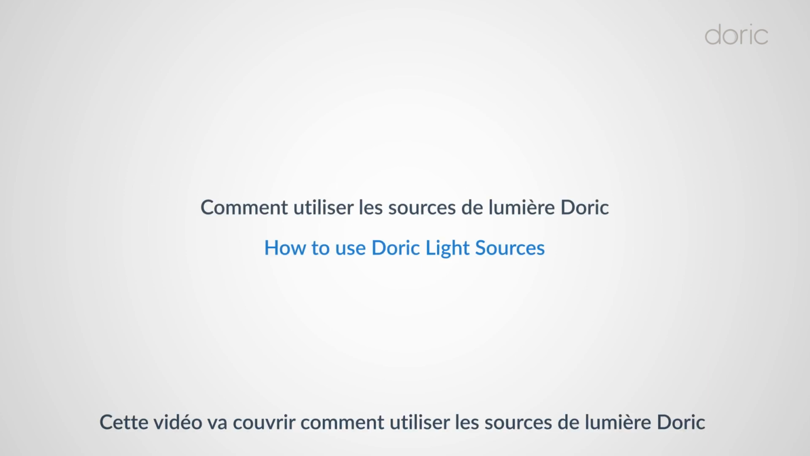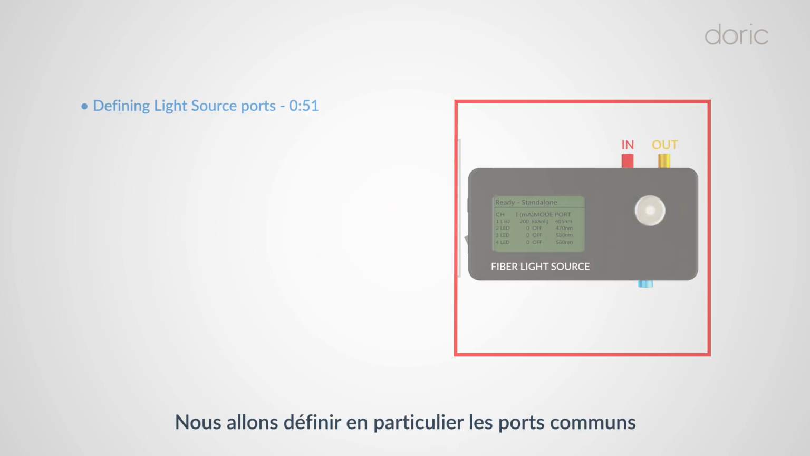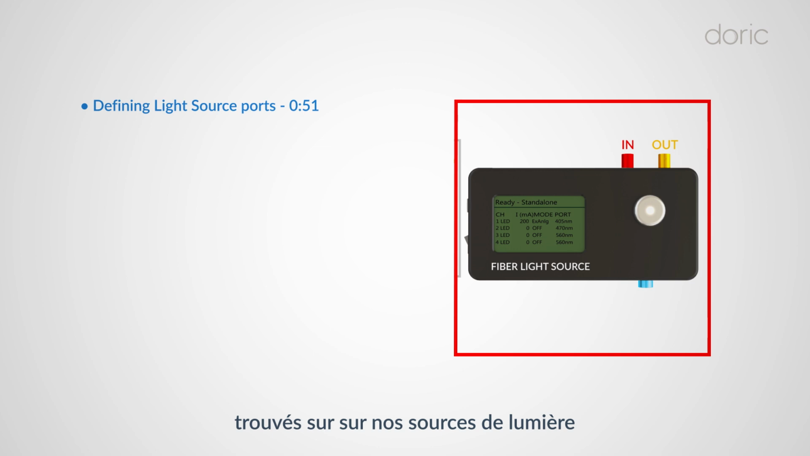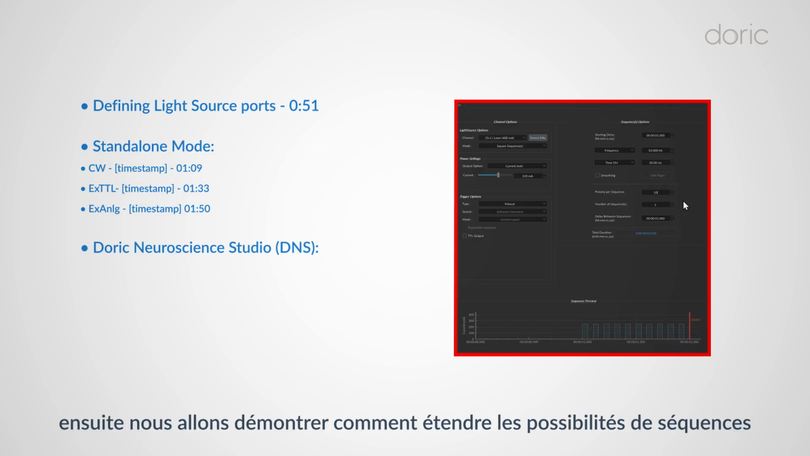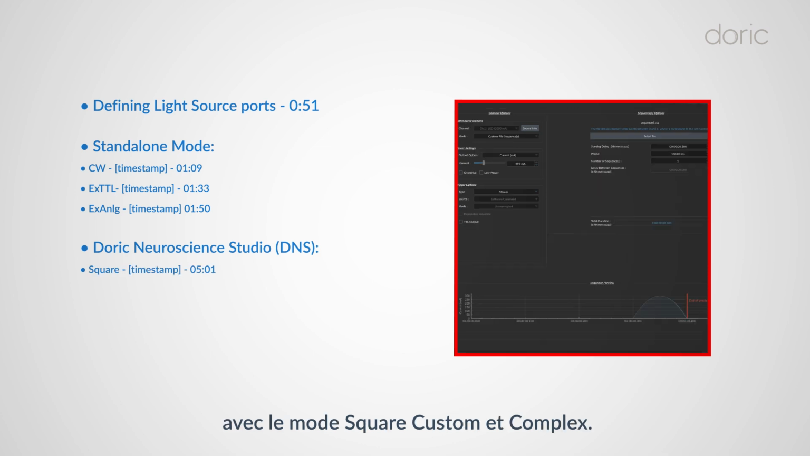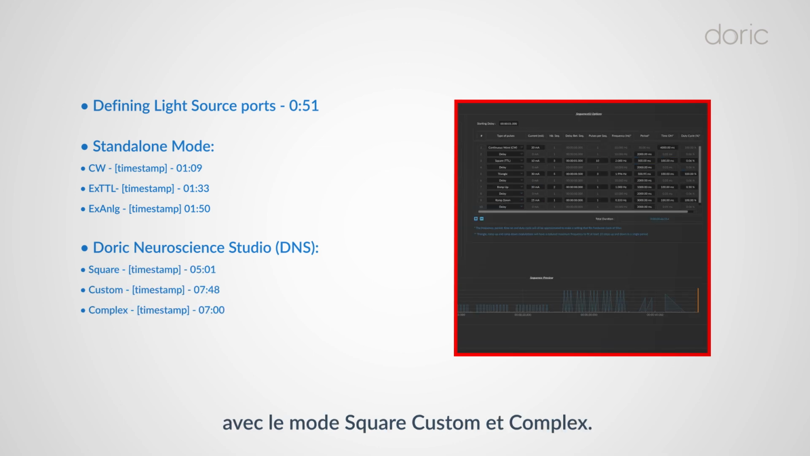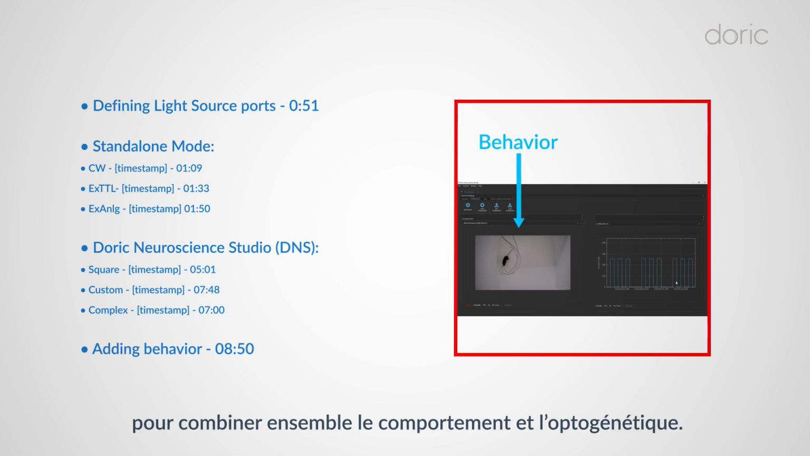This video will cover how to use Doric light sources with or without Doric Neuroscience Studio. In particular, we will quickly define the common ports found on our light sources, jump into using the standalone mode, then we will demonstrate how to expand the sequence capabilities using Doric Neuroscience Studio with the square, custom, and complex modes. Finally, we will cover how to add a camera channel to combine behavior and optogenetics together.